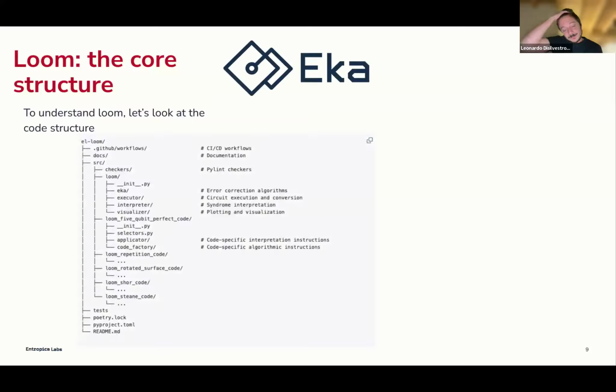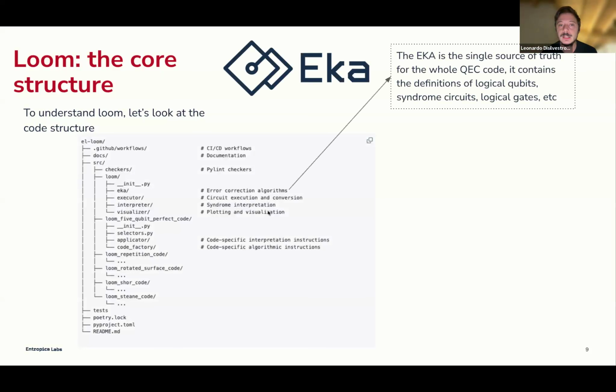So the philosophy of Loom. What you see here is the code structure in the repository. The only thing I want you to focus on here is, if you go down the hierarchy, you'll see Loom and you'll see some folders. Now, the first one is this ECA. And the idea is that the ECA is the single source of truth for the whole quantum error correction code. Now, Eka comes from Sanskrit. It means one, first. And the idea is to have a single data structure that contains everything you need to know about the algorithm that you're set to explore.